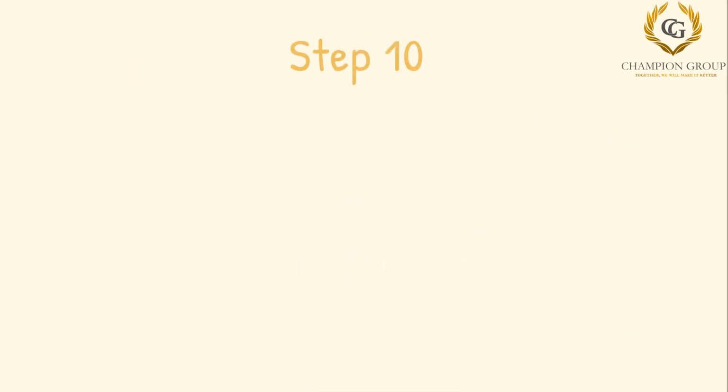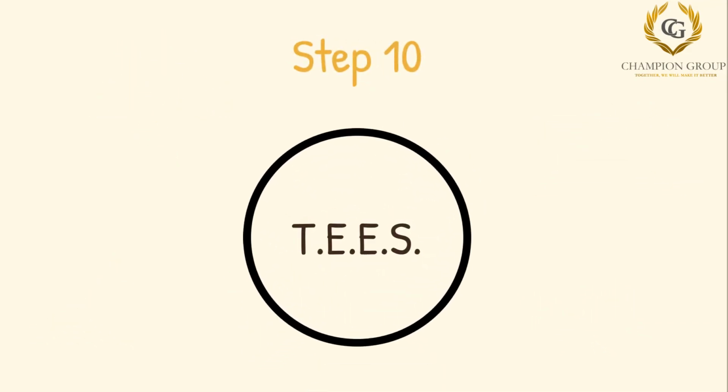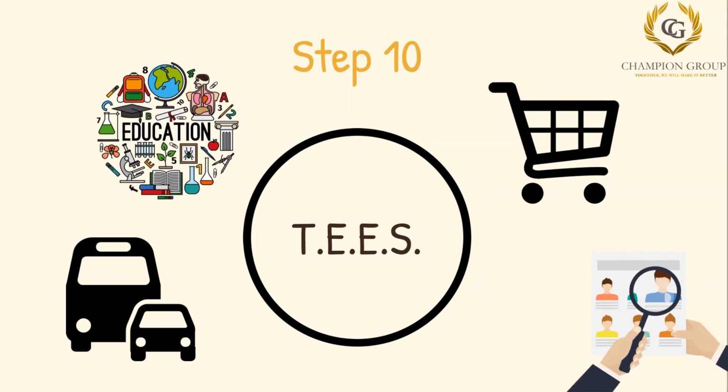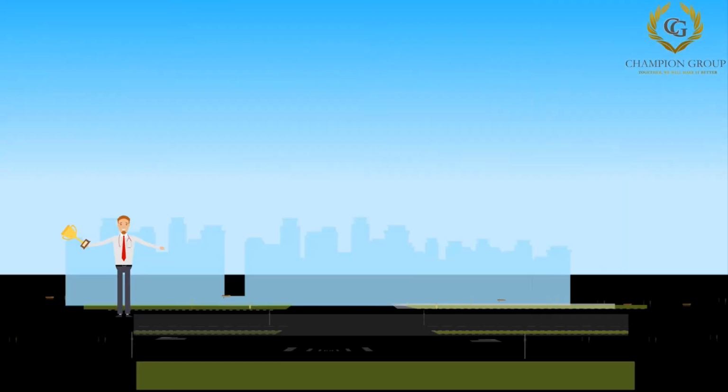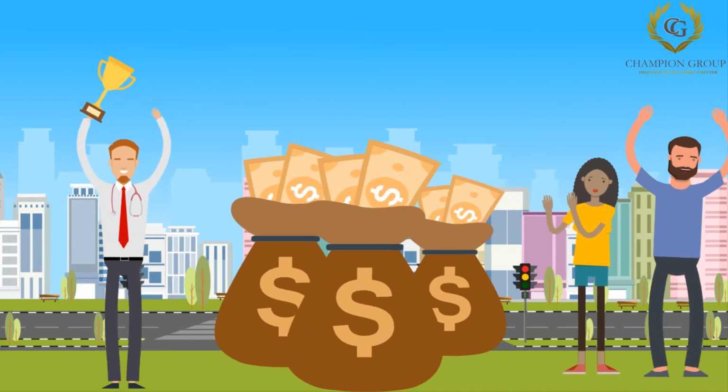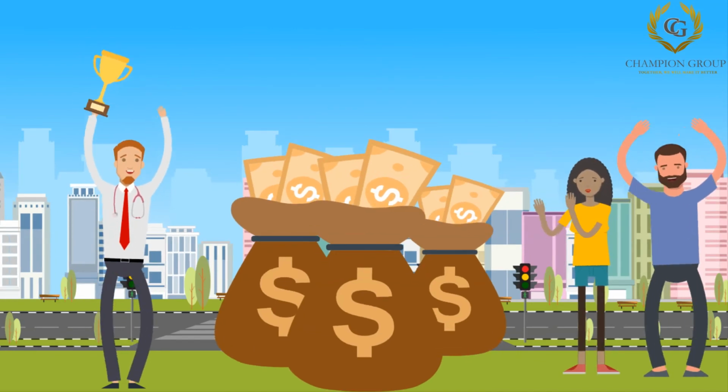Step 10. Apply TEES to recognize potential capital growth. It means transport, education, employment and shopping. Use these 10 steps to achieve wealth creation in property investment.